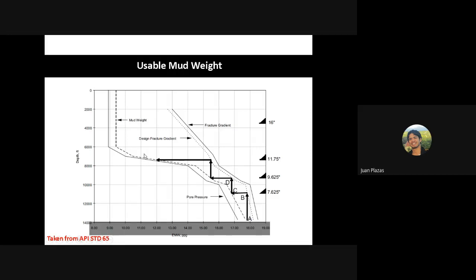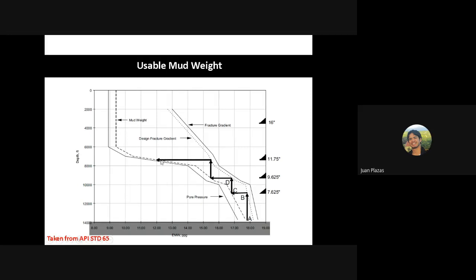I found a very nice diagram, a very good one, to know where the casing will be located. So this is another application of knowing formation pressure and fracture pressure. Apart from that, in the diagram we can see some dotted lines, the mud weight, so we are keeping some overbalance, and the design fracture gradient. So the mud weight between this minimum mud weight and the maximum mud weight will again be our usable mud weight.